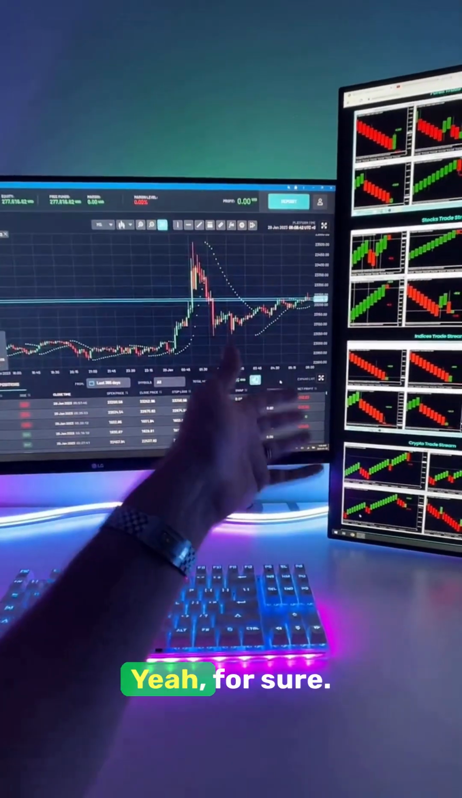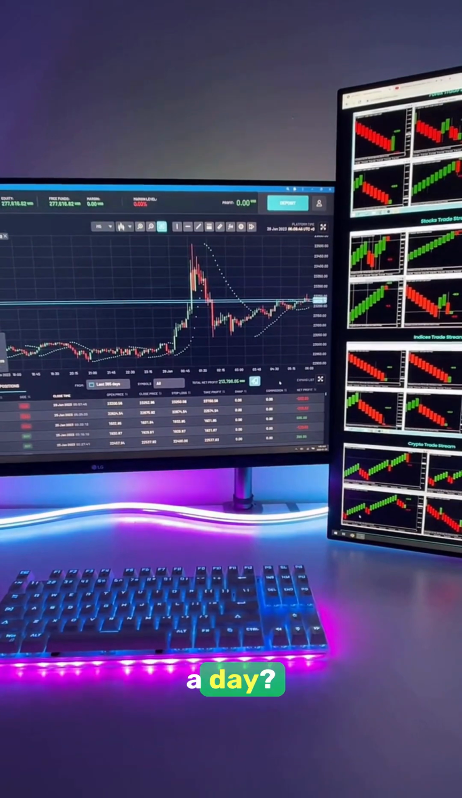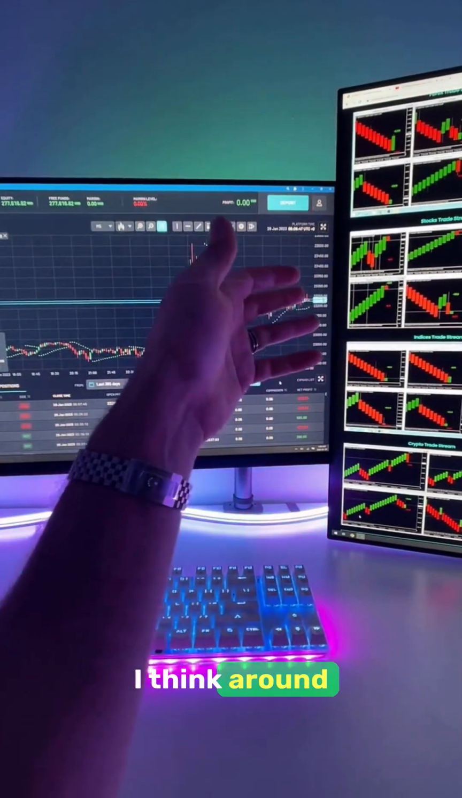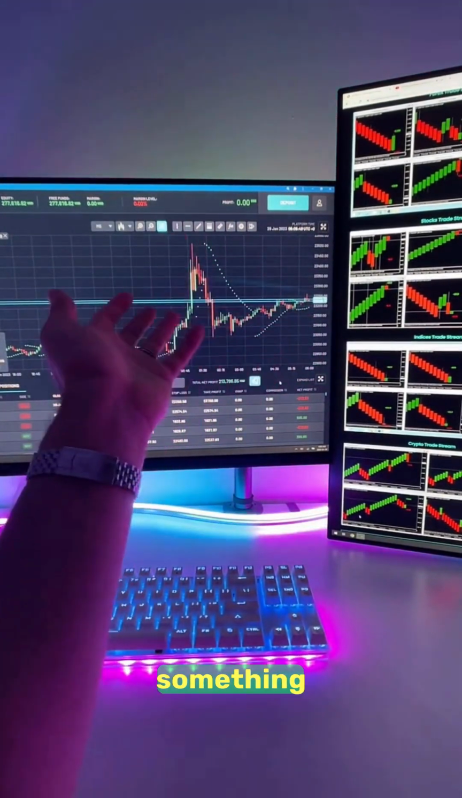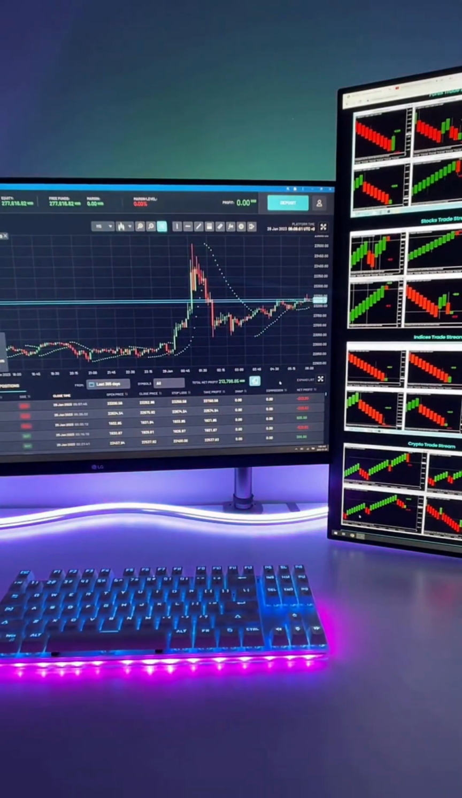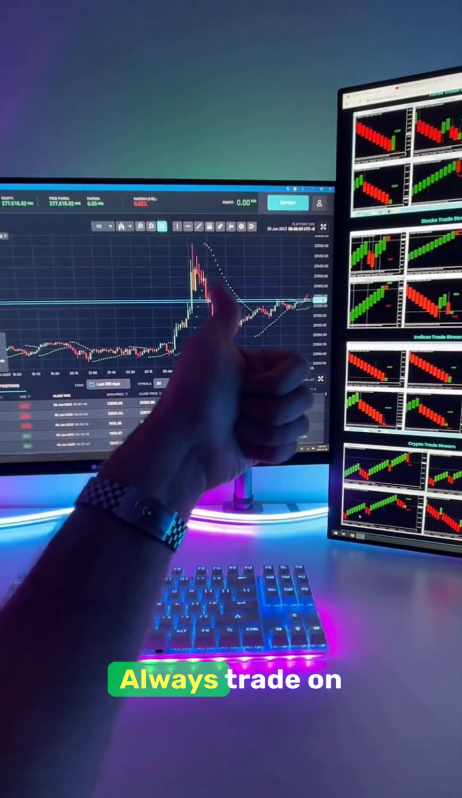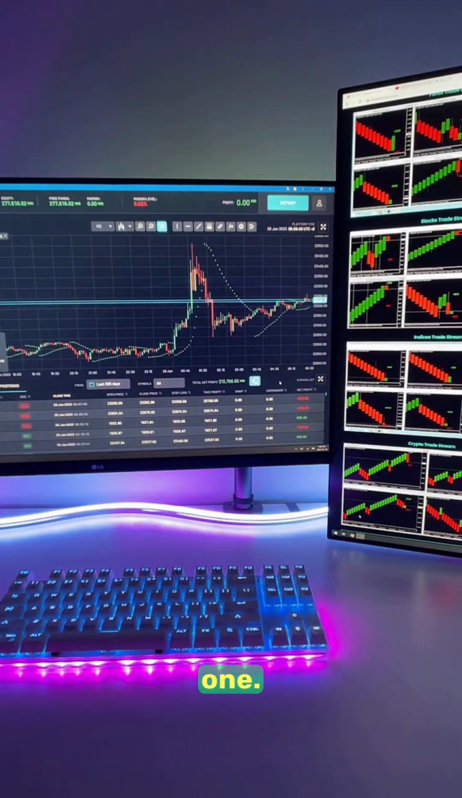You set your stop loss? Yeah, for sure. What's the most you've made in a day? I think around like 3,000, something like that, 4,000. You set your stop loss always. Trade on 1 and 5 minute swing is a lot harder these days with news coming out.